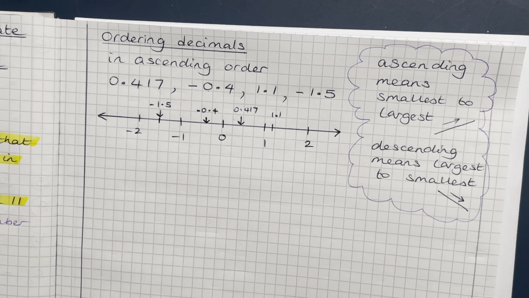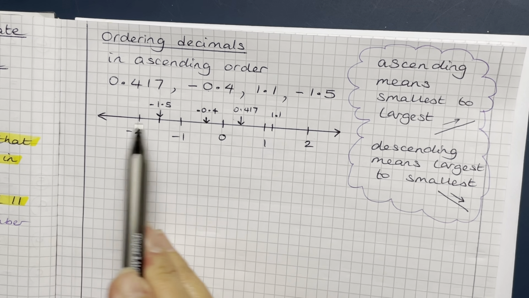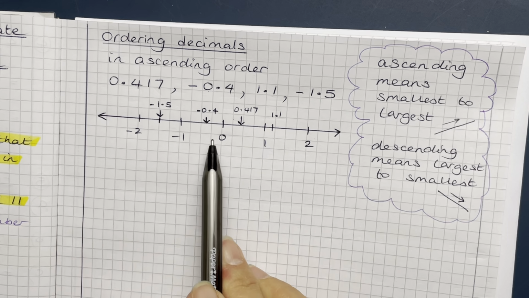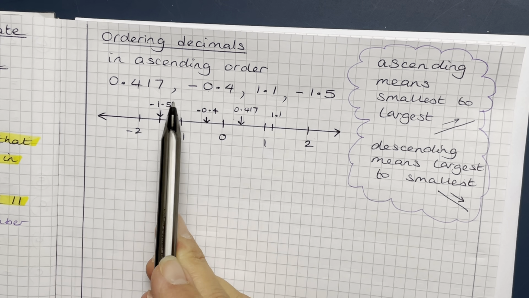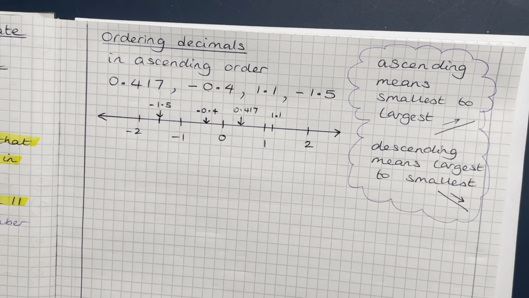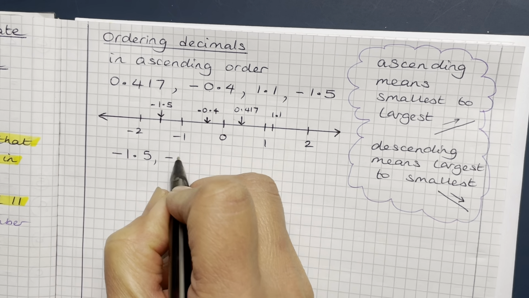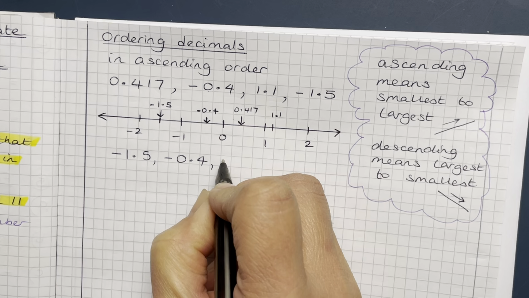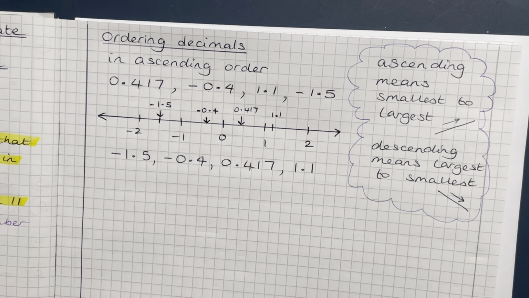The other advantage of using a number line is it really helps us with negative numbers. We know that the further away we are from 0 to the left, the smaller the number. The further away from 0 we are to the right, the greater the number. So that helps us see that negative 1.5 is smaller than negative 0.4. So now it's fairly straightforward to put them in order. I've got negative 1.5, negative 0.4, positive 0.417, and finally positive 1.1.